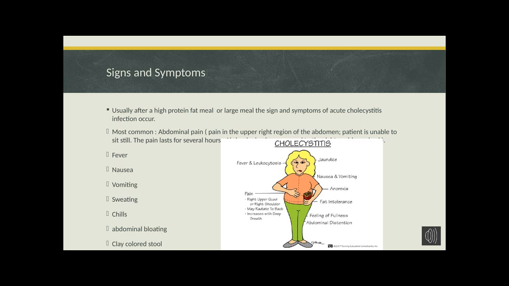And some other signs and symptoms are fever, nausea, vomiting, sweating, chills, abdominal bloating, and clay color stool. Nausea and vomiting are the two most common symptoms. They often show up after a patient has eaten a big or especially fatty meal. The picture shows different kinds of symptoms with this disease.